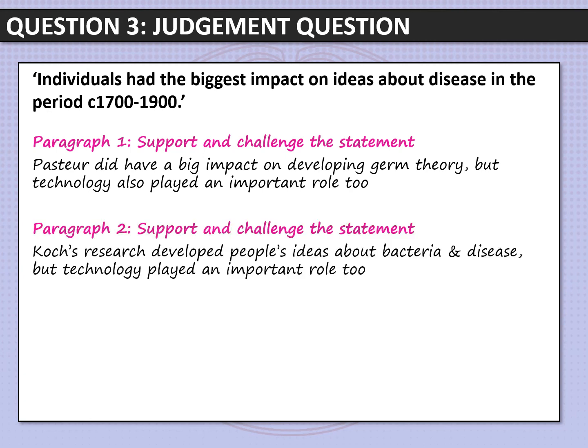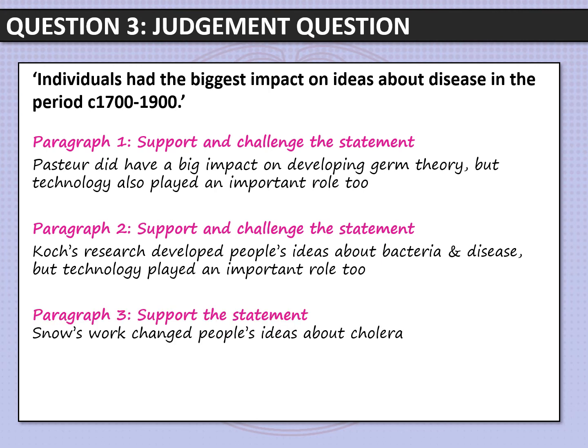In my second paragraph, I'm also going to support and challenge the statement. So I'm going to write about another individual who had a big impact. Koch. His research helped to develop people's ideas about bacteria and disease. However, another factor played a role here, technology. Koch relied on technology such as Petri dishes to make his developments.